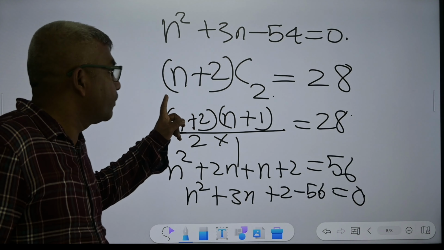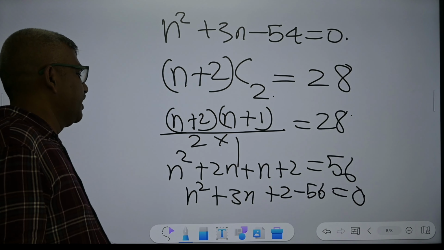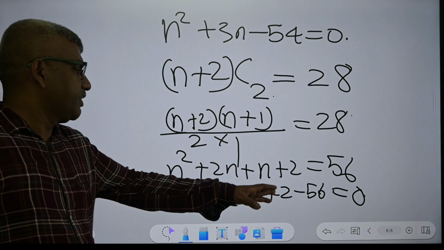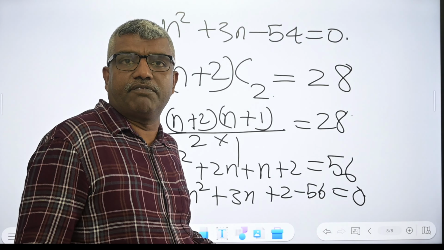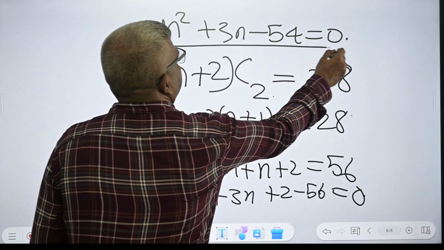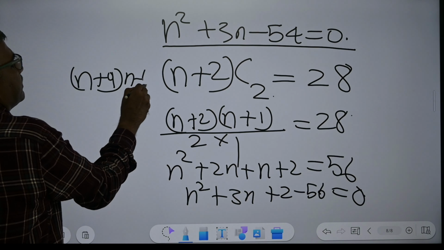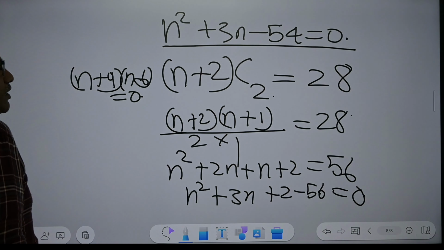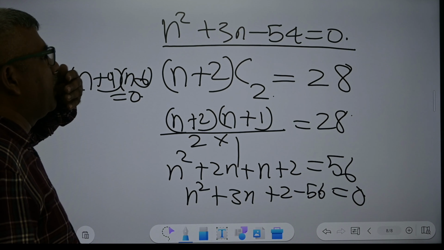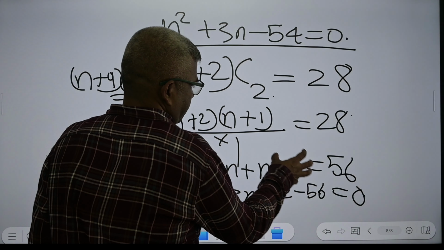Okay, (m plus n minus 1) C 2 is (n plus 2) C 2 is 28, so (n plus 2)(n plus 1) over 2 is equal to 28. So n squared plus 2n plus n plus 2, n squared plus 3n plus 2 minus 56. I bring the 56 to the left-hand side. So n squared plus 3n minus 54. Factorize. What will come? (n plus 9)(n minus 6) equal to 0. If you find two numbers that multiply to give minus 54 and add to give 3, this is the possible one.